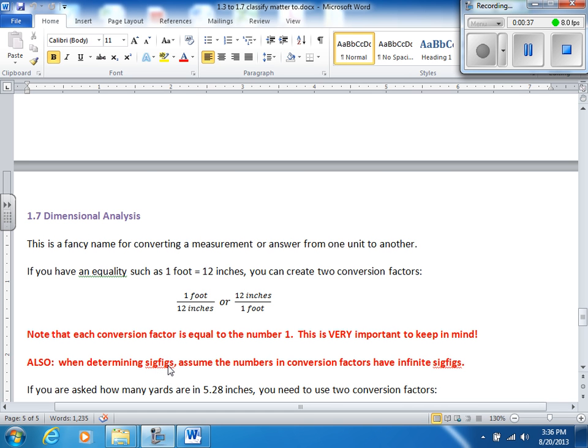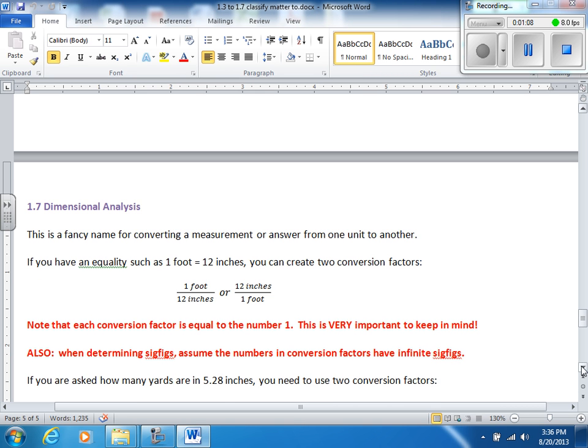When calculating sig figs, which is the last thing we learned earlier, we're not going to count the numbers in the conversion factors. We'll assume that these have infinite sig figs, because 1 foot is defined as exactly 12 inches. So usually these conversion factors we use are definitions, and when you have a definition, that means 1.0000 repeating infinitely is equal to 12.000 repeating infinitely. And for adding, subtracting, multiplying, dividing, that means those don't come into play when you're calculating sig figs.